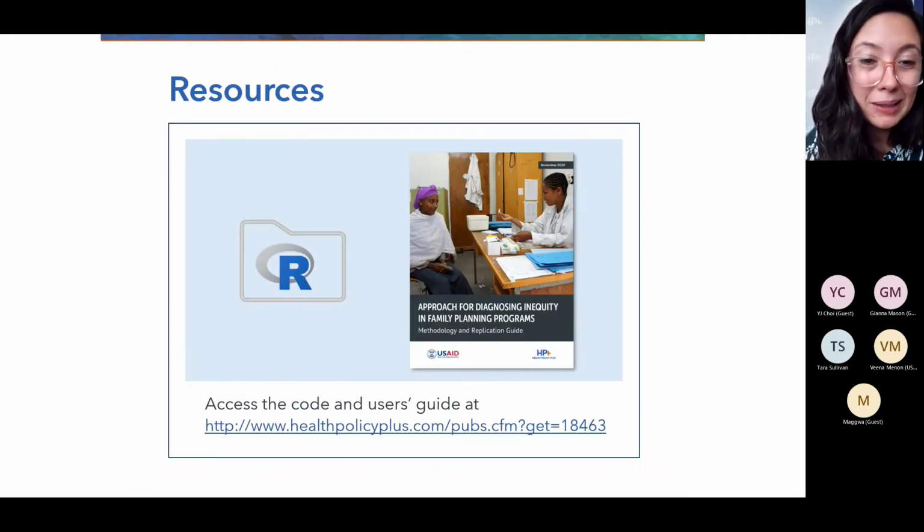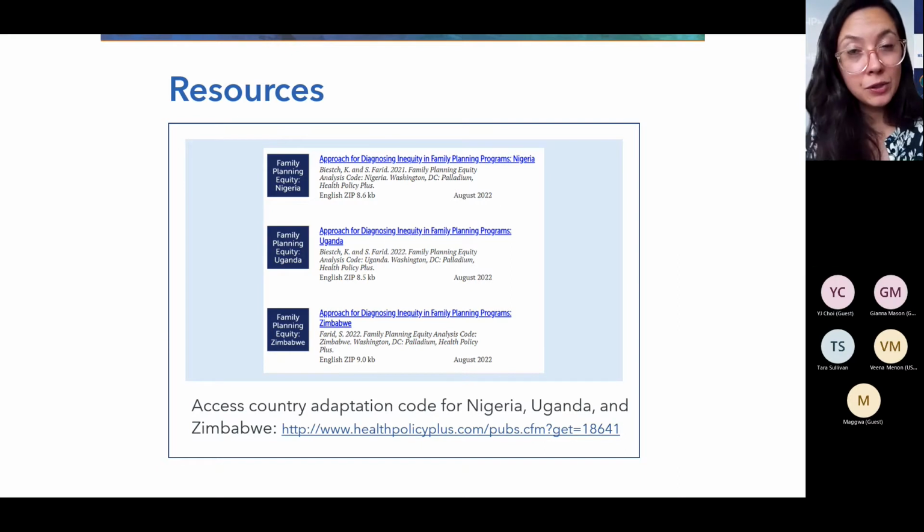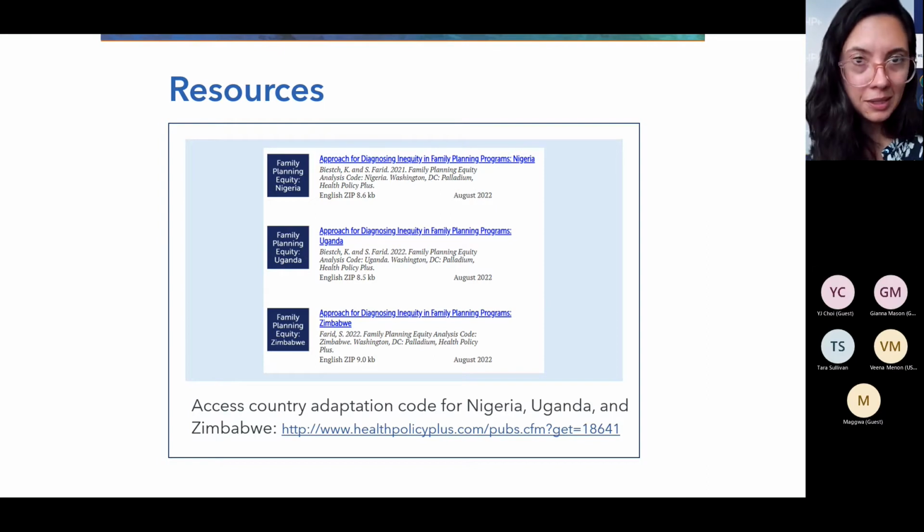If you'd like to access this code, it's available on the HP Plus website. And if you'd just like to run it already for one of three countries, you can download that code that has been completely curated. All you have to do is download the DHS data, follow just a few steps, which are described in the code as well as in the manual. Hit process, and you'll be able to replicate the results for Nigeria across states, Uganda across regions, as well as Zimbabwe.